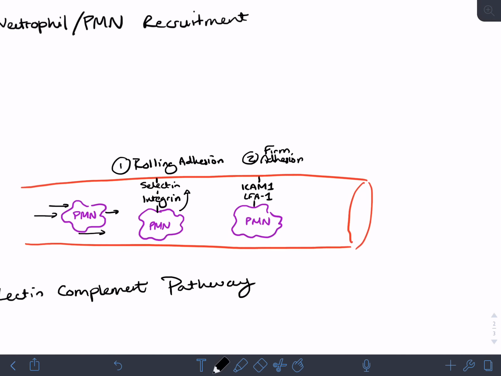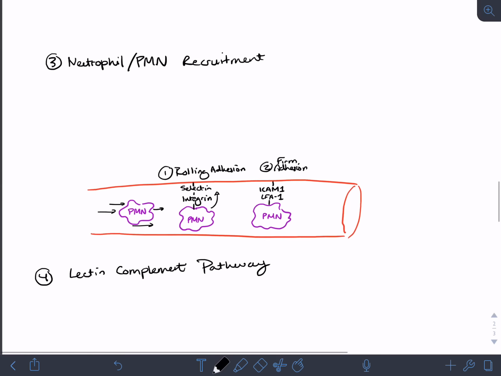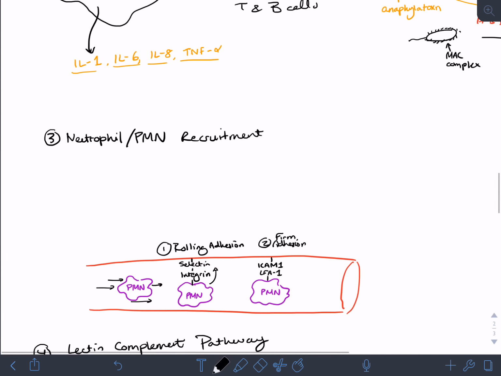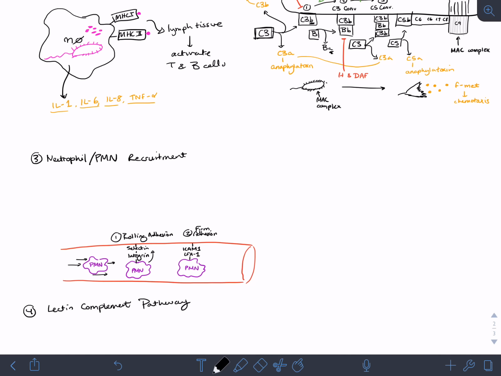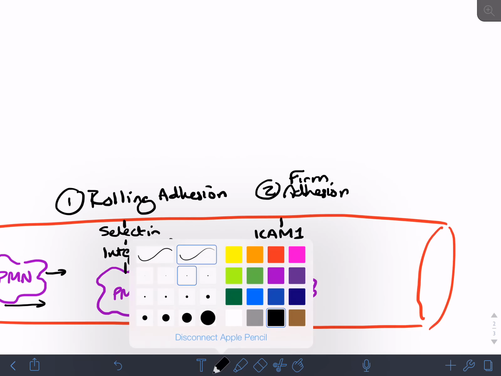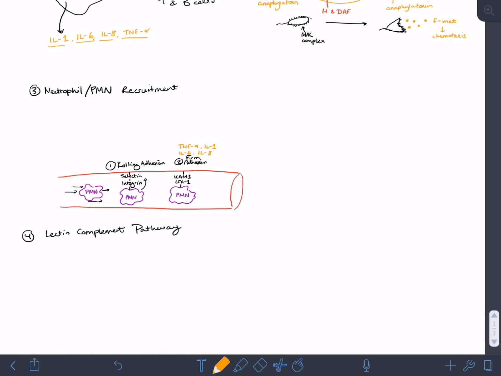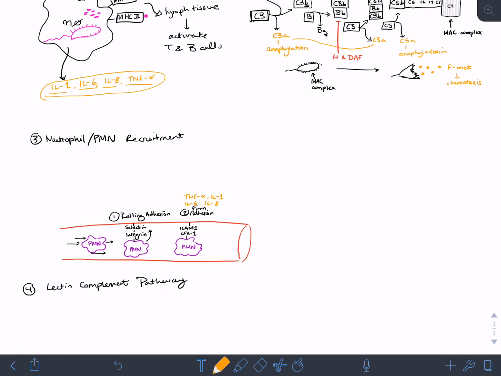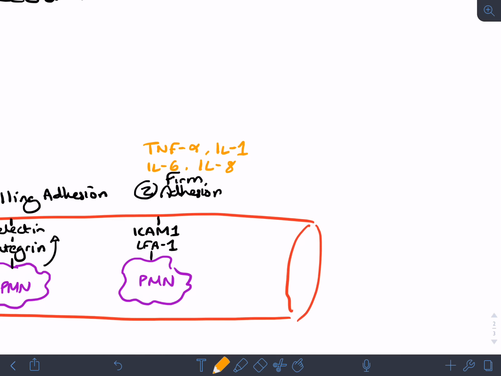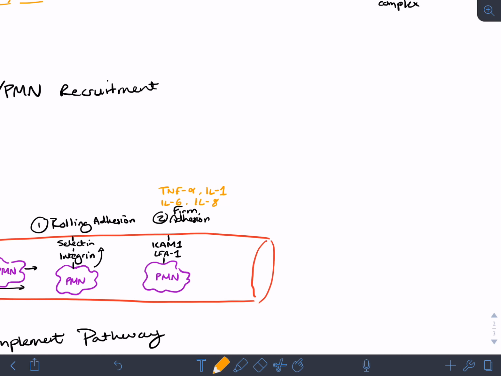So why does your vessel start producing ICAM1? This is where these orange molecules that we just talked about come in. This happens because of the action of TNF alpha, IL-1, IL-6, and IL-8. So remember all of the things that the macrophage released, they're going to result in what's called firm adhesion over here. All right, and let's extend the vessel wall just so we have more room to work with.